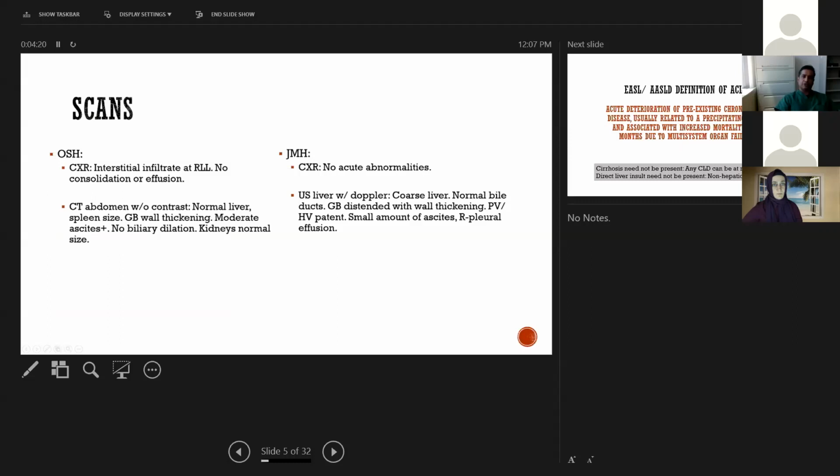At Jackson, I will show you the chest x-rays. There were no acute abnormalities initially, and she had an ultrasound of the liver with Doppler, which showed coarse liver, but bile ducts were okay, and the vessels were okay. She did have a small amount of ascites and mild right pleural effusion.